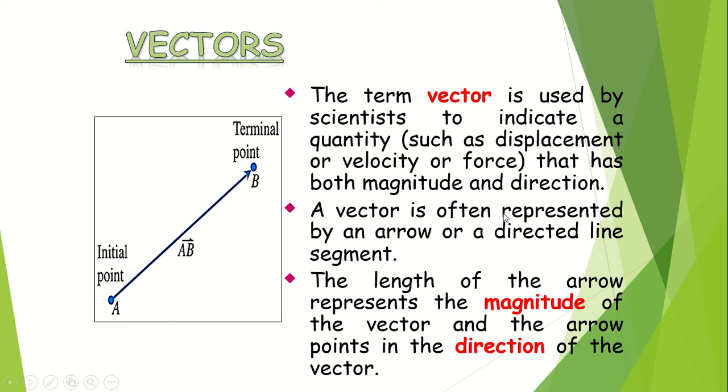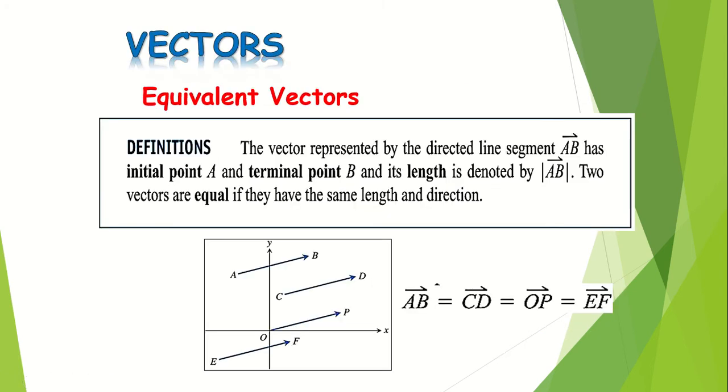A vector is often represented by an arrow or a directed line segment. The length of the arrow represents the magnitude of the vector, and the arrow points in the direction of the vector. We have some concepts like equivalent vectors. What does it mean by equivalent vectors? They are equivalent if they have the same length and direction. So that's equivalent vectors. These are the examples.